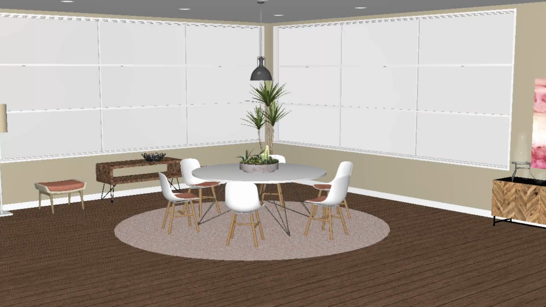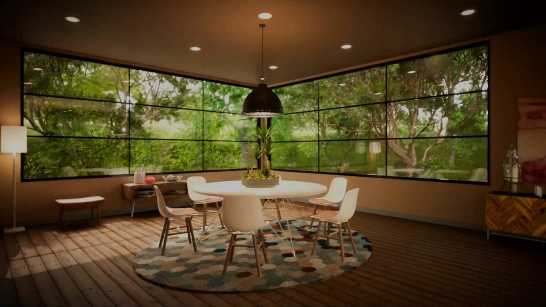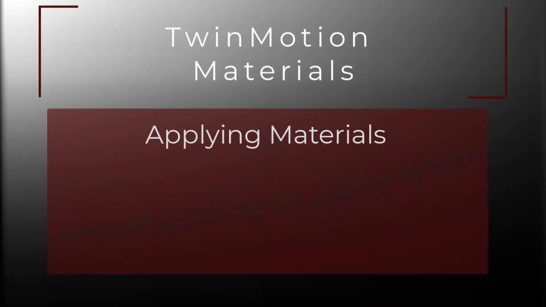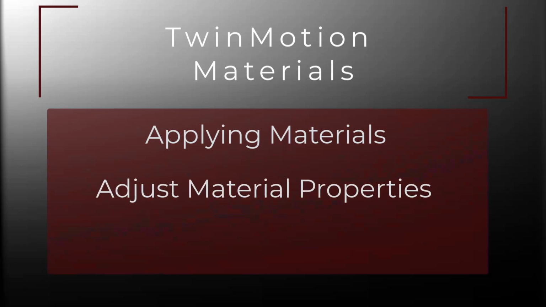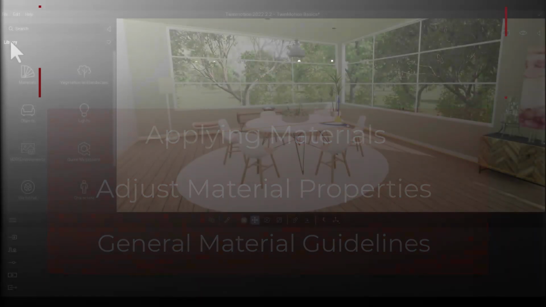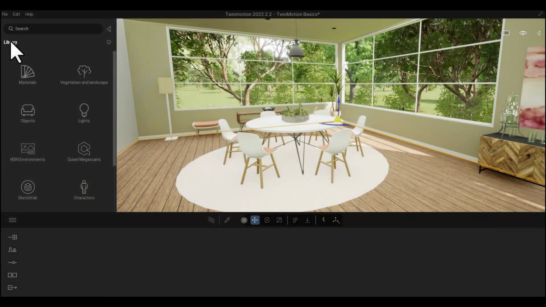Hello, everyone, and welcome to episode 3 of Imitating Reality, where we will be taking our CET drawing into Twinmotion to attempt to add some photorealistic life to it. On this episode, we'll be discussing materials. I'm going to show you how easy it is to apply materials, how to adjust the properties of those applied materials, and I'm going to review some additional general guidelines for material application. So let's get to it.